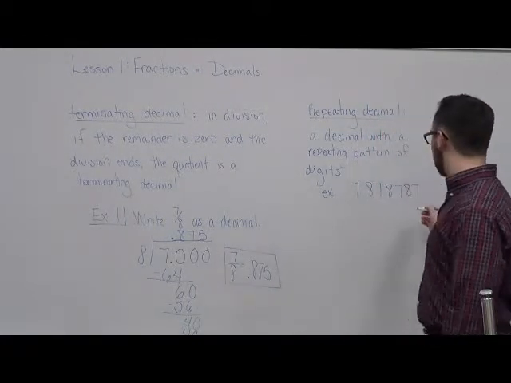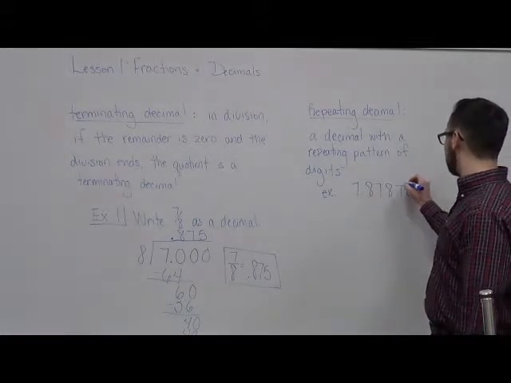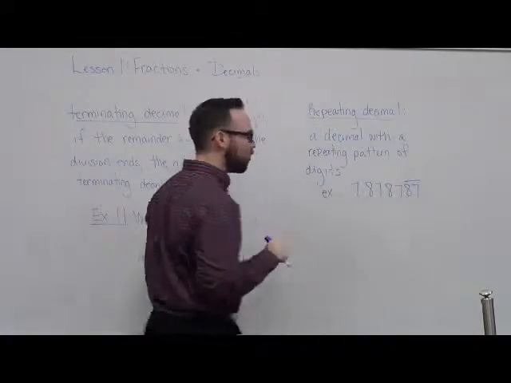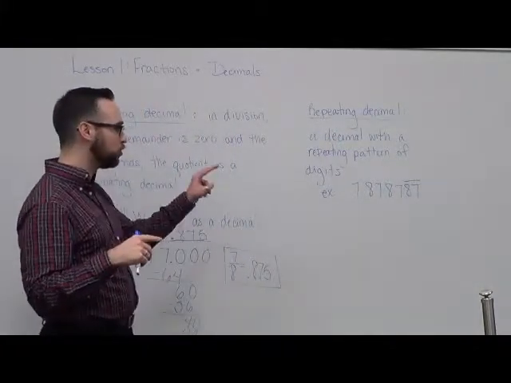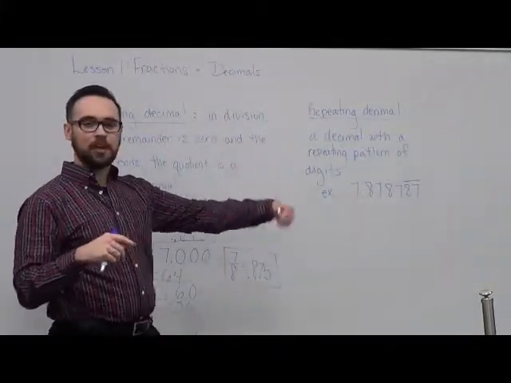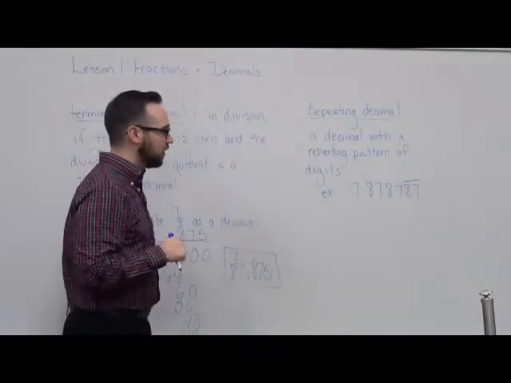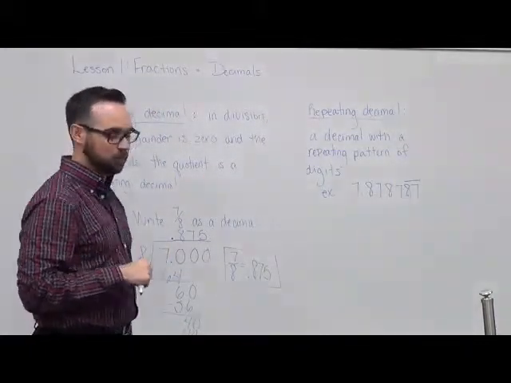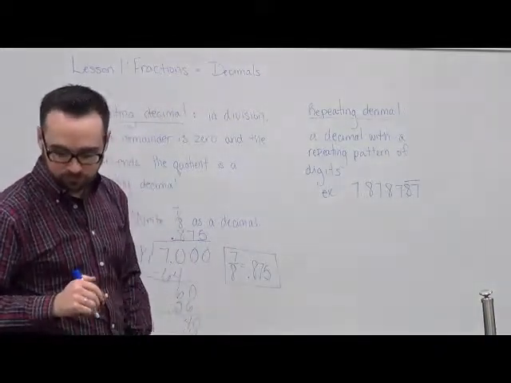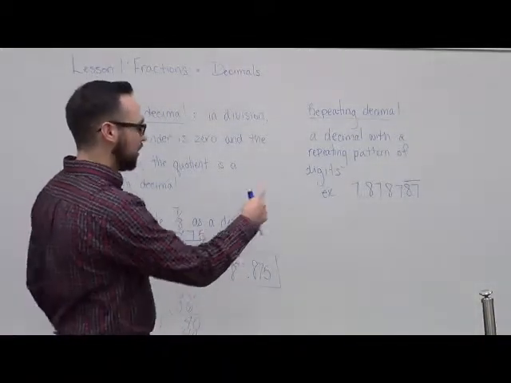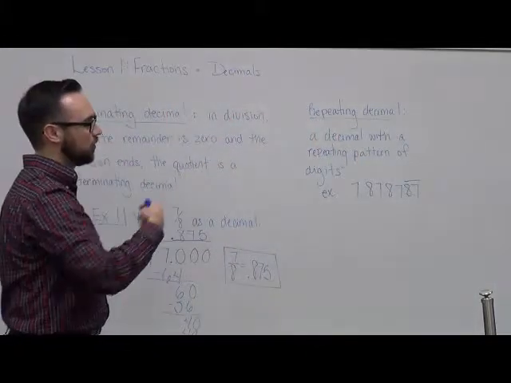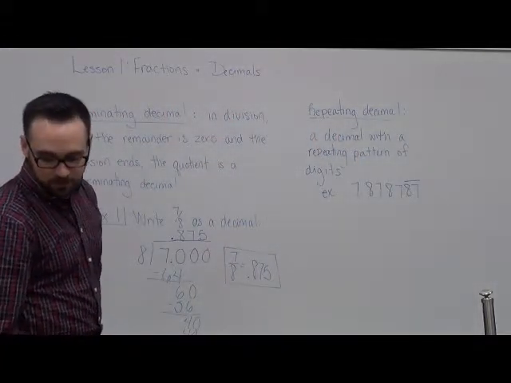7.878787, and then what we would do, instead of writing the dots, we put a little bar over the 8 and the 7, and that bar over the 8 and the 7 is going to indicate that those two numbers keep repeating again and again. And so that would be a repeating decimal. Using that bar is what we call bar notation. I'm not going to define that, but that is what that looks like.